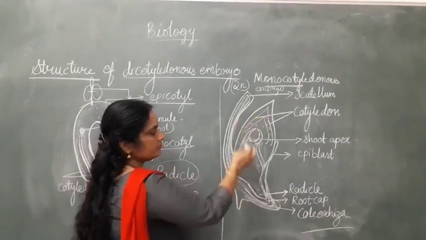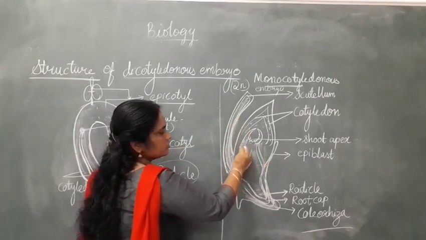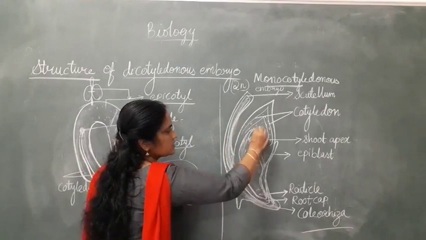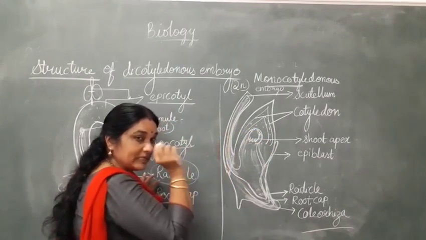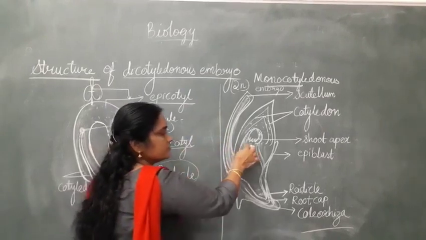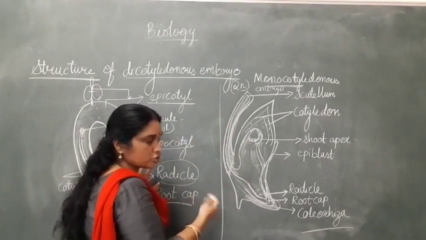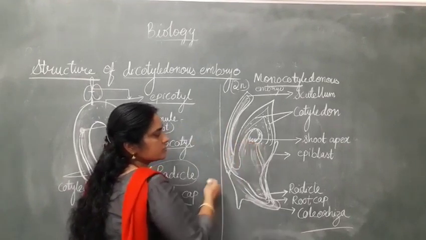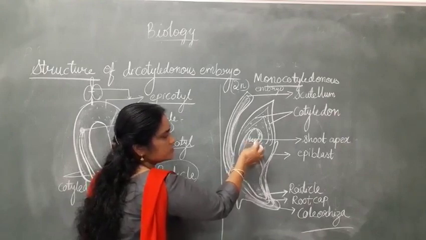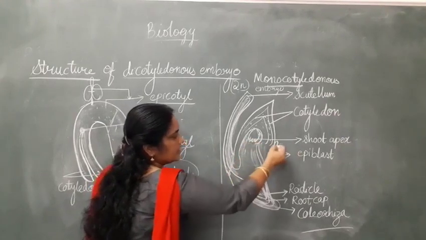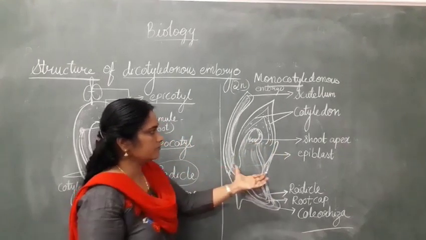Now look at the parts above the embryonal axis. Above the embryonal axis you have this structure over here, which is covered by leaf primordia. That is the baby leaf which grows, and which can synthesize food when it comes out of the soil. It starts photosynthesis. So this middle part, which has lots of meristematic tissue, is the shoot apex. And this on the side is the epiblast. All these structures give nourishment to the embryo.